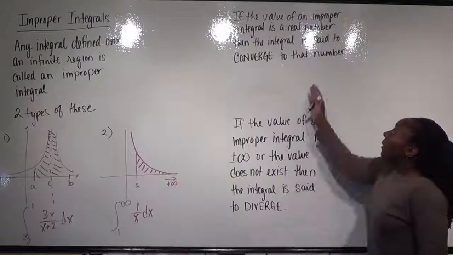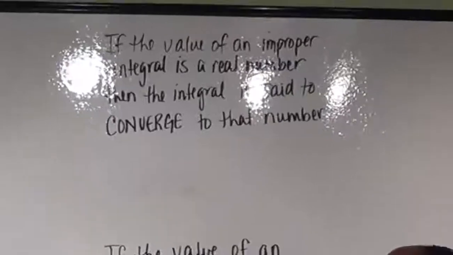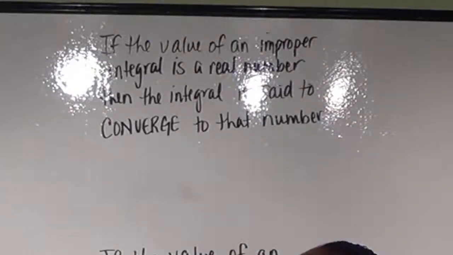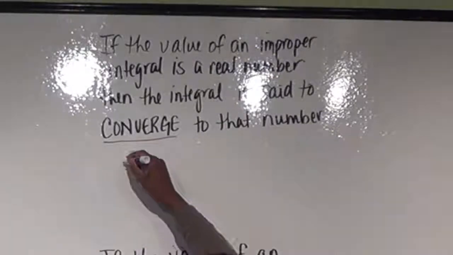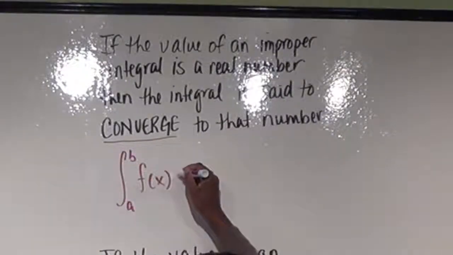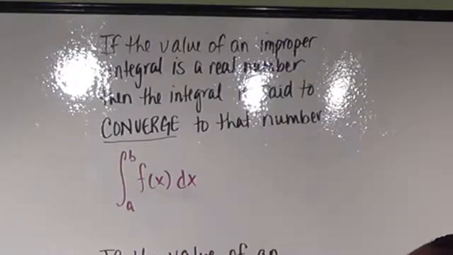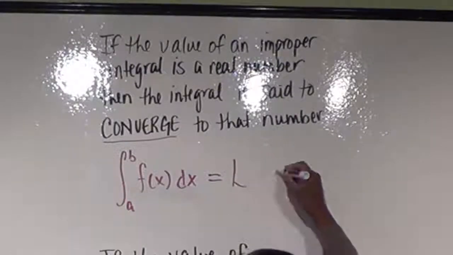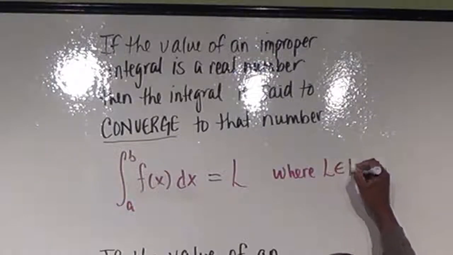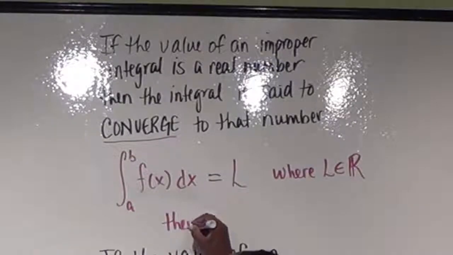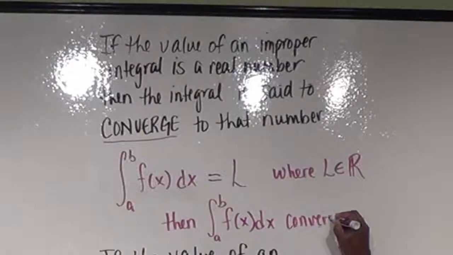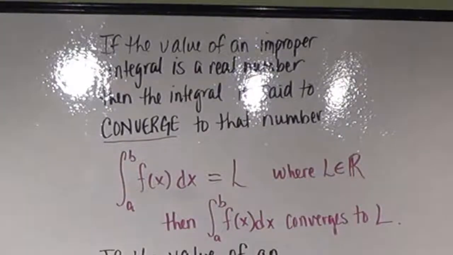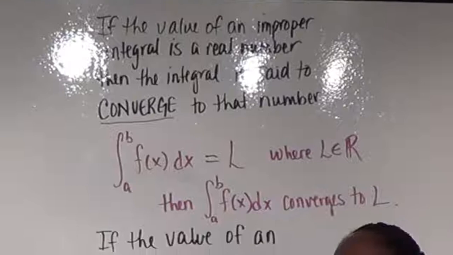Okay? So, two words to keep in mind here. If the value of an improper integral is a real number, then the integral is said to converge to that number. So if I have an improper integral, a to b f of x dx, and this is some improper integral, either because of the first type or the second type, it does not matter which. But if this comes out to be some L, where L is a real number, then the integral from a to b of f of x dx converges to L. Okay, so that's another way to say what we've written here.